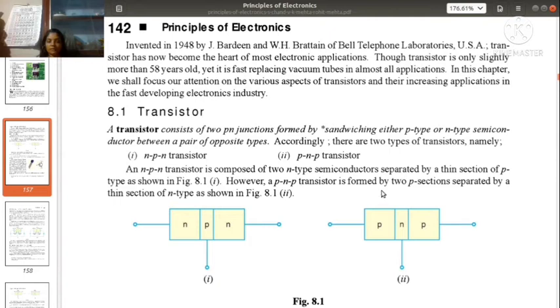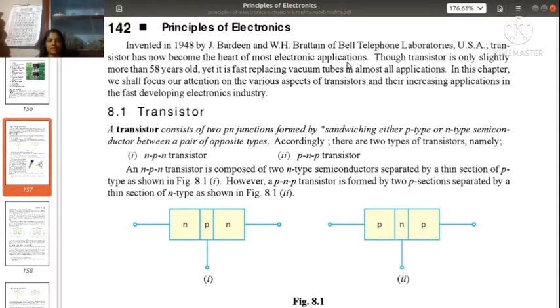A Pnp transistor is formed by two p sections separated by a thin section of n-type, as shown in the figure. So this is about the transistor in brief. It was invented in 1948 by J. Bardeen and W. H. Brattain of Bell Telephone Laboratories, USA. The transistor has now become the heart of most electronic applications. The heart is the main functioning part of the body, without which the body doesn't work.